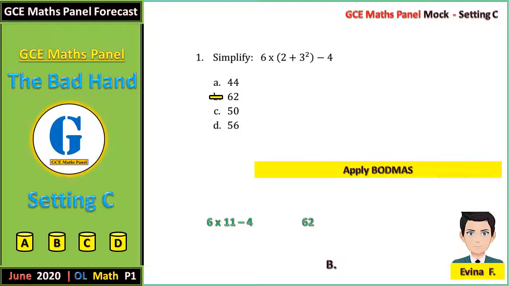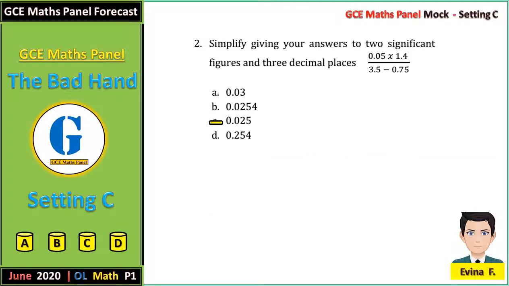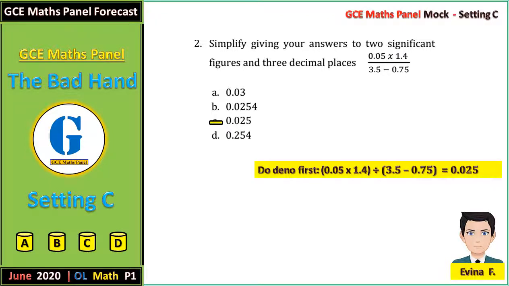The second question. Simplifying your answer to two significant figures on 3 decimal places gives. Here the first thing is to work with 0.05 times 1.4. Then the next thing is to work with 3.5 minus 0.75, and we do the division, and that gives us a value of 0.025, and according to the equation, to 3 decimal places and 2 significant figures.